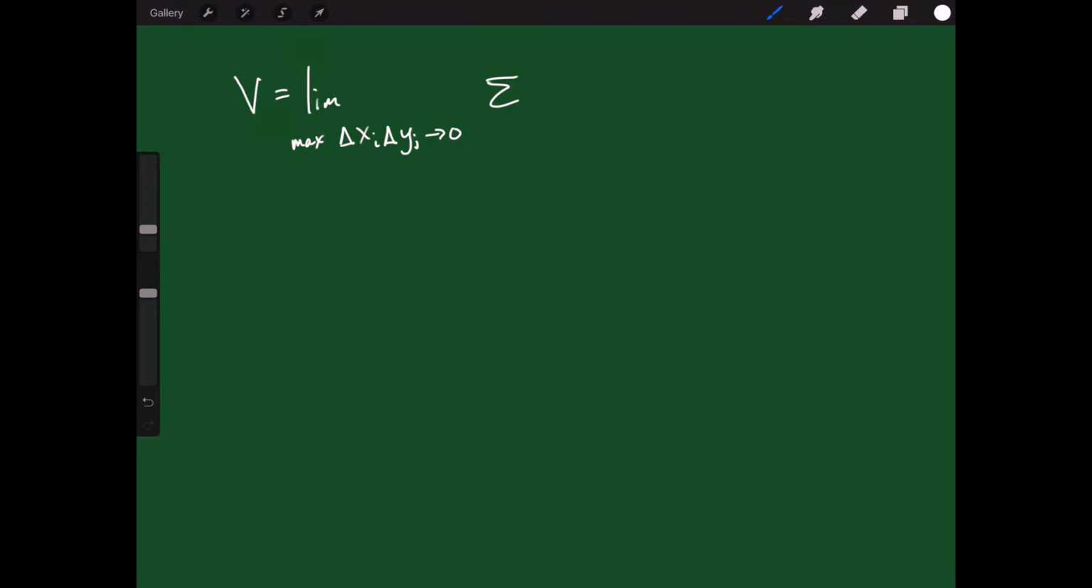Delta y sub j. So it's the limit, max delta x sub i, delta y sub j goes to 0, of the sum i going from 1 to n. Let's make that an m, of the sum j going from 1 to n, so that m and n can be different, of f of x sub i star, okay, I'm going to call this x sub ij star, y sub ij star, times delta a sub ij.